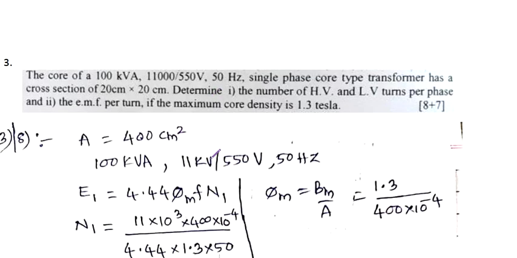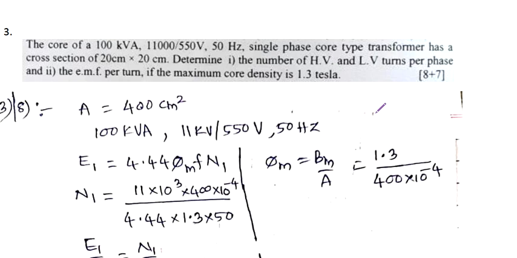Right, so this is another numerical problem based on the EMF equation. As per the given values, the core of a 100 kVA, 11 kV by 550 volts, 50 Hz single phase core type transformer has a cross section of 20 centimeters by 20 centimeters. You need to observe here the units are given in centimeters, but if you want to determine flux density in Tesla, it will be Weber per meter square. So you have to convert centimeter square into meter square, right? And we have to determine the number of HV as well as LV turns per phase. Anyway, it is a single phase transformer, so no problem.